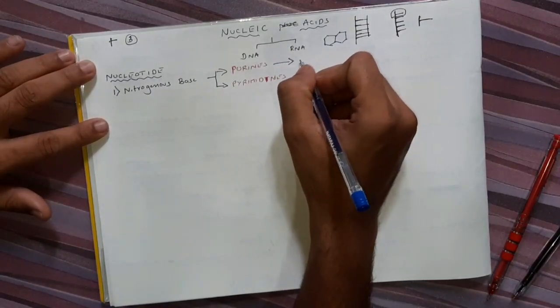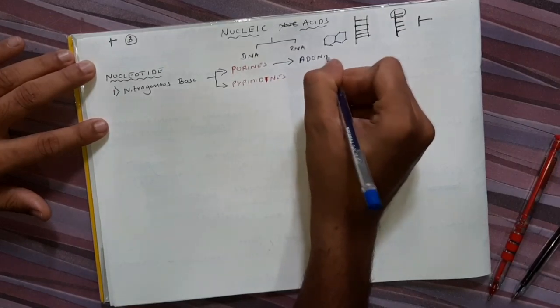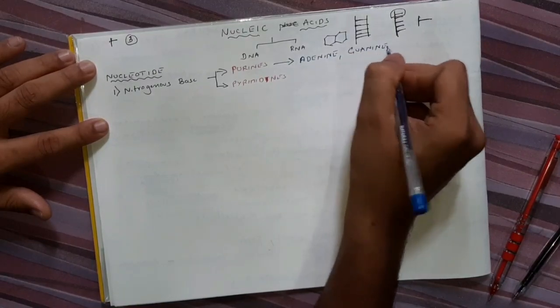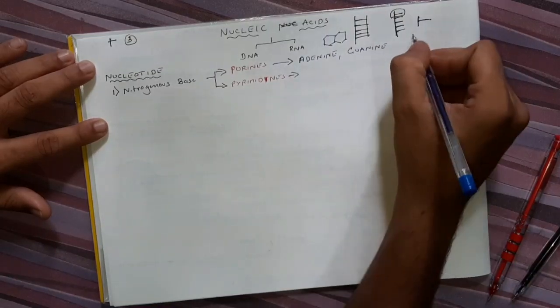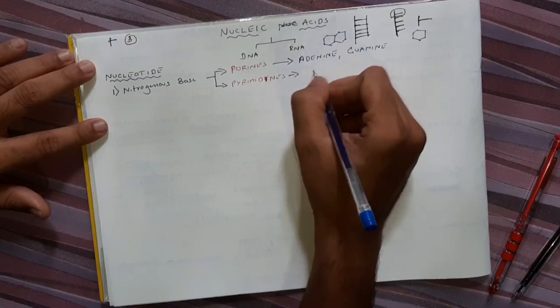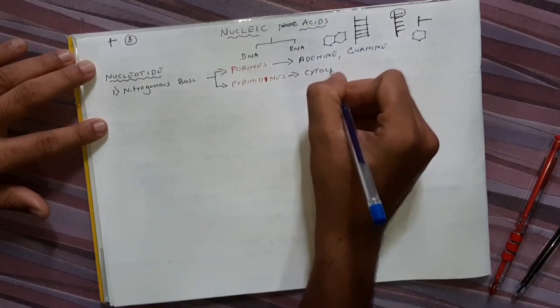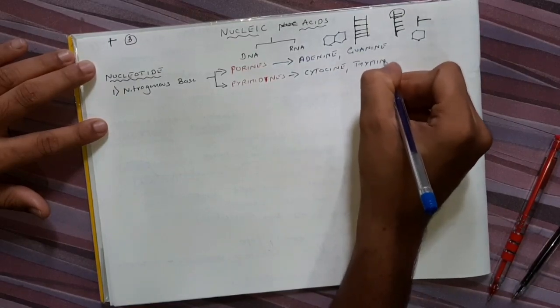What are the different types of purines present in nucleic acid? That is adenine, very common one, and the second one is guanine. Yes, this is very common. Pyrimidines are not a double heterocyclic ring; normally one ring will be there. Pyrimidines are again of types. Let me just name them. Very common: cytosine and thymine.